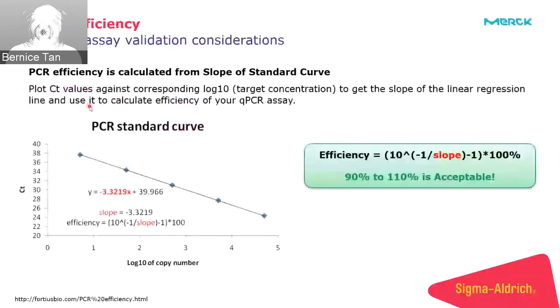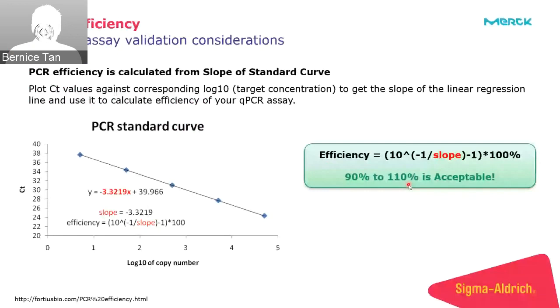And based on your results, you will plot the CT values that you get from your qPCR standard curve against the known copy number. And then from this qPCR standard curve, you will derive the slope of the standard curve. You use this slope, plug it into this mathematical formula to calculate the efficiency of your qPCR assay. Now, you cannot always get 100%, but an efficiency of 90 to 110 is great, so it's acceptable. Anything outside of this range, you do need to go back and optimize your assay.